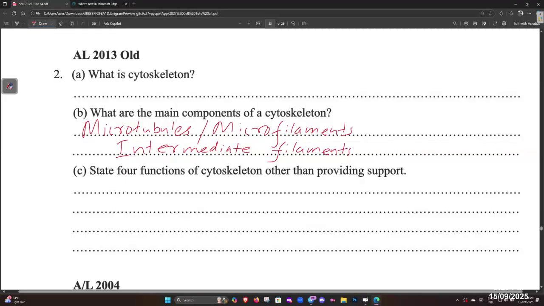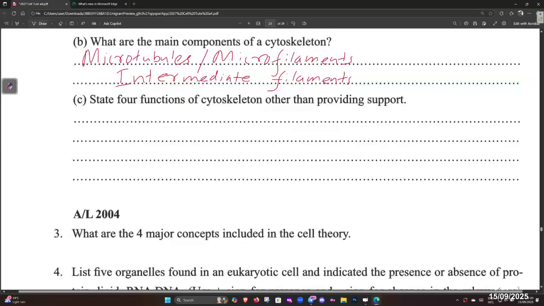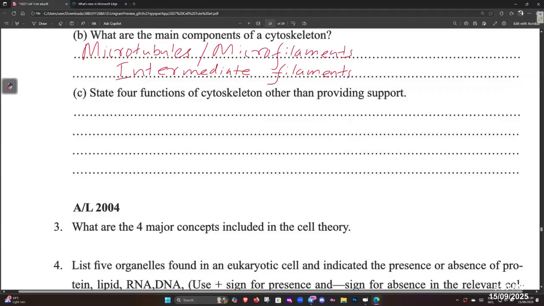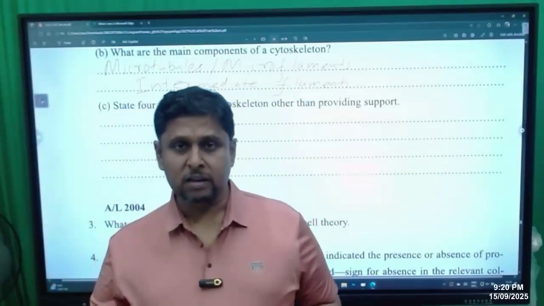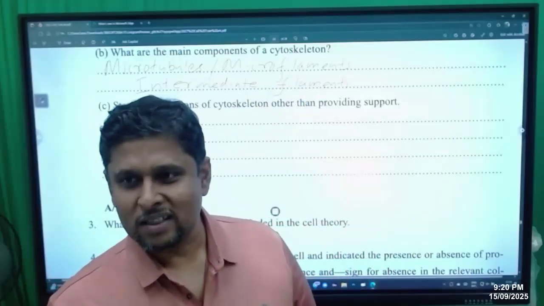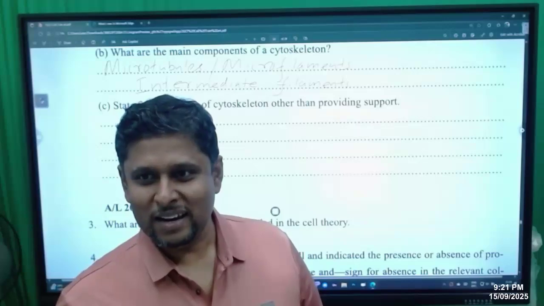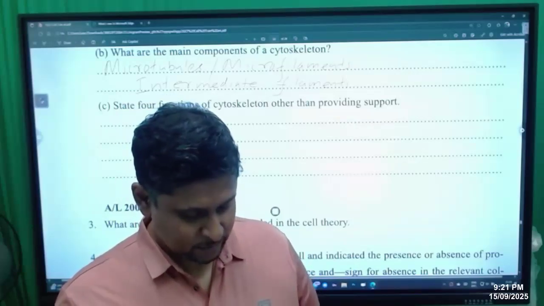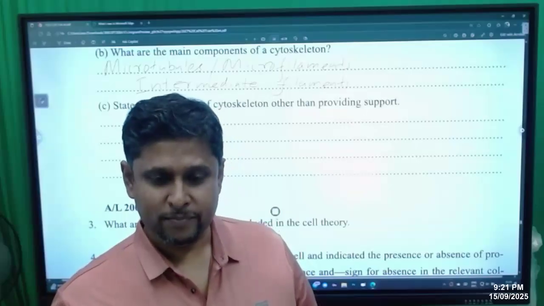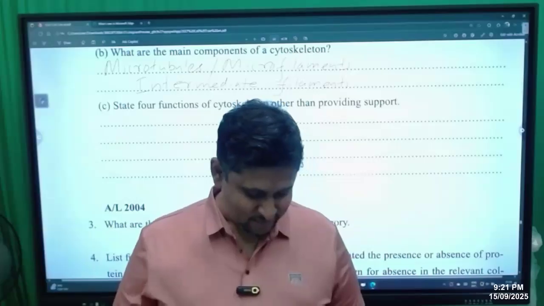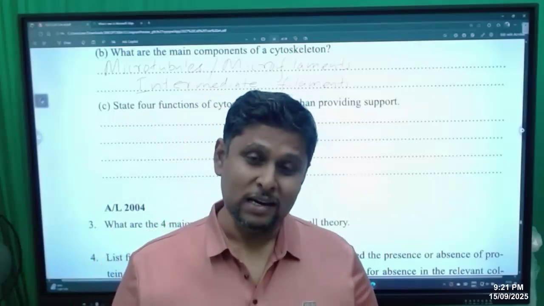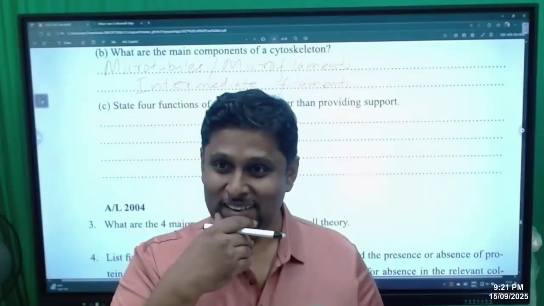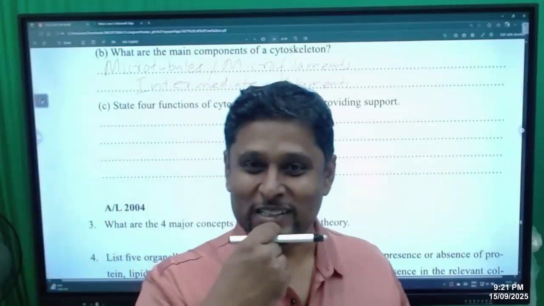State 4 functions of cytoskeleton other than providing support. What are you going to write? Functions of cytoskeleton, people. Provide strength to cytoplasm. Maintain shape of the cell. Good. Movement of cytoplasm. Movement of organelles and cytoskeletal enzymes. Yeah, good. That's good, Santosh.